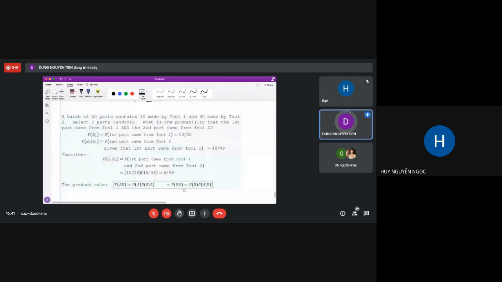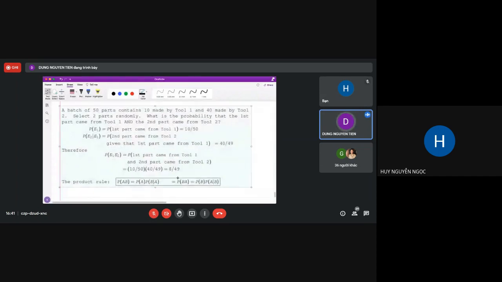A batch of 50 parts contains 10 made by tool 1 and 40 made by tool 2. Select 2 parts randomly. What is the probability that the first part came from tool 1 and the second part came from tool 2? Denote by E1 the event that the first part came from tool 1, and E2 the event that the second part came from tool 2. Then it is very easy to observe that the probability of E1 is 10 over 50.